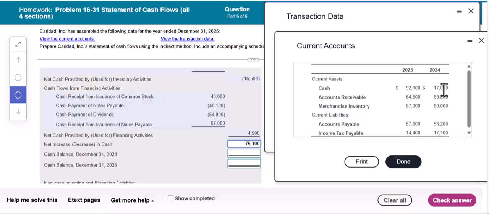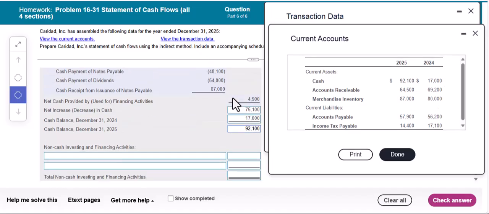And so then next here, they want to know the cash balance at December 31st, 2024. That is an easy copy and paste here of 17,000. And then we want to know what the cash balance at the end of 2025 is, and that is 92,100. So you can go ahead and copy and paste that as well. Let's go ahead and keep scrolling. There's more. We can go ahead and close this out here.